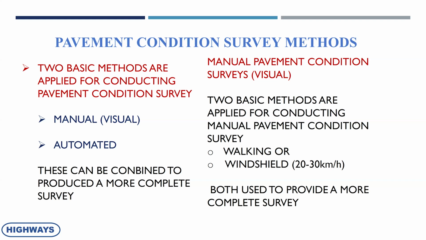But you can use both the walking and the windshield, because when you get to a place and you suspect that there's a distress, but it's not apparent from the vehicle, you can get down and look closely and see whether you can detect distresses on the road surface.